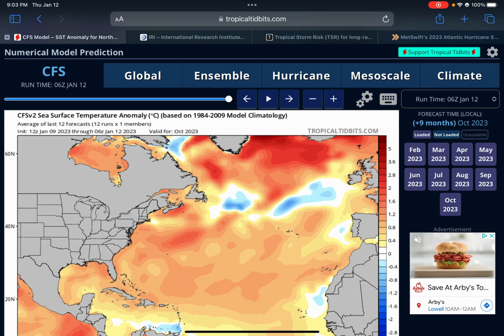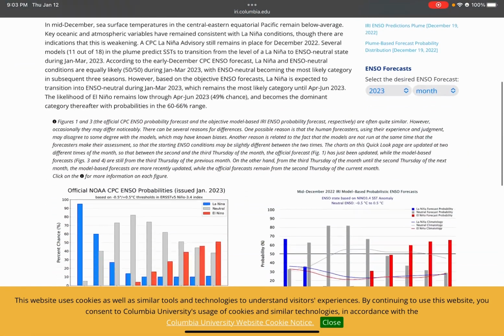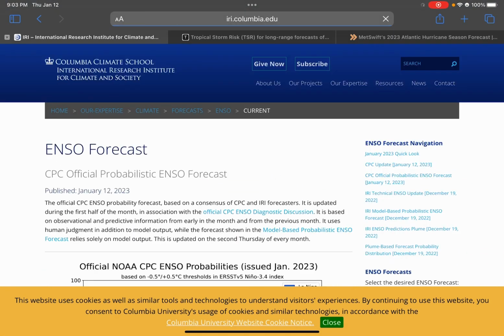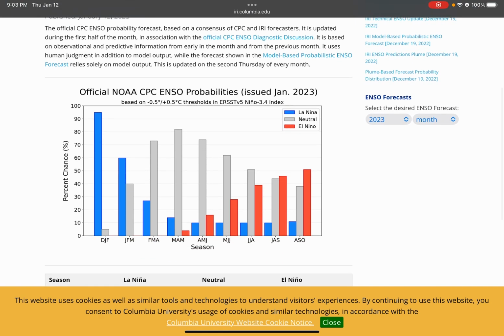Oops, I did not mean to do that. Sorry. ENSO forecast. We got our new ENSO forecast, and we see that El Nino has been pushed back.